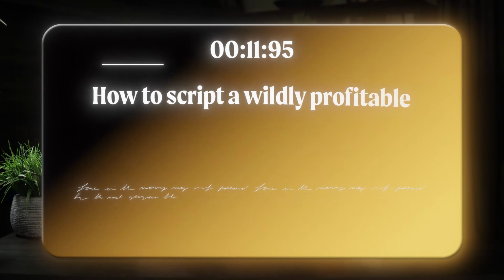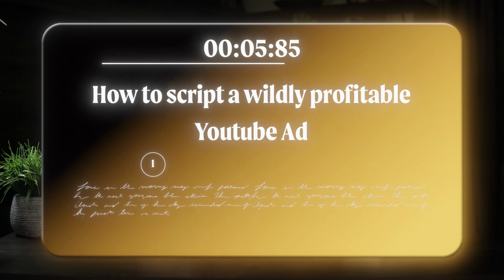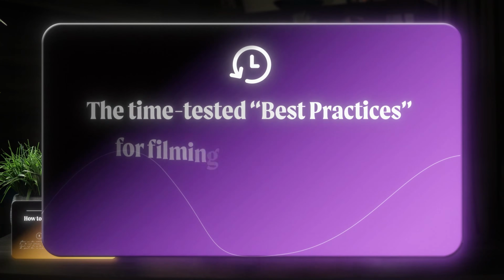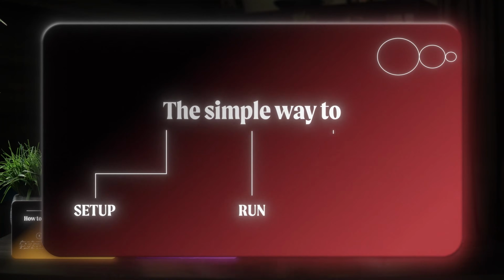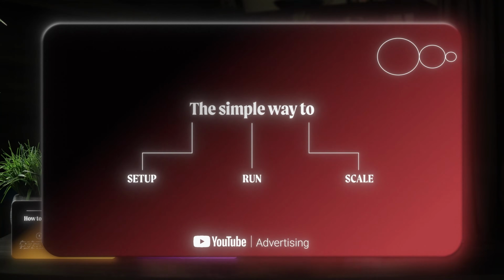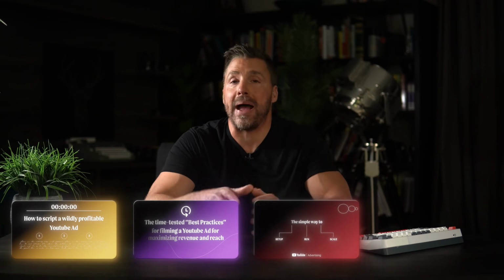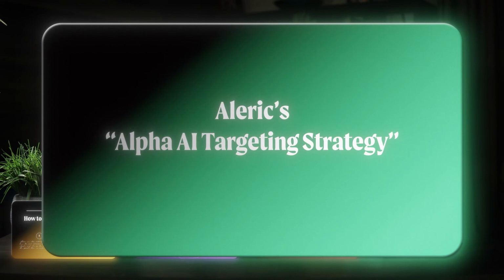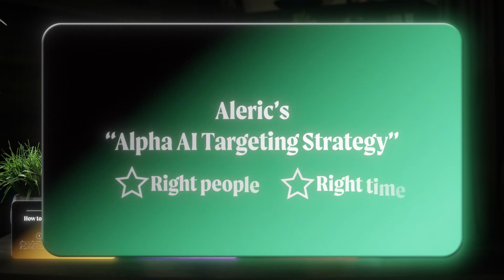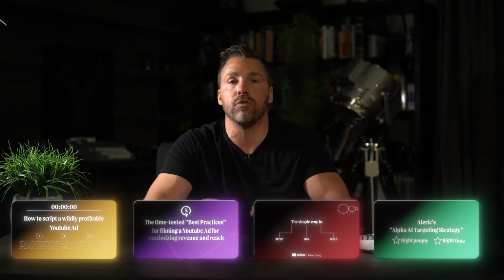How to script a wildly profitable YouTube ad in 15 minutes or less using the 3-step winning ad formula. The time-tested best practices for filming a YouTube ad for maximizing revenue and reach. The simple way to set up, run, and scale YouTube ads using the exact settings you need to use in order to get maximum performance. And how to use Erhart's Alpha AI targeting strategy in order to get your ads in front of the right people at the right time, so you can generate as many conversions as possible.